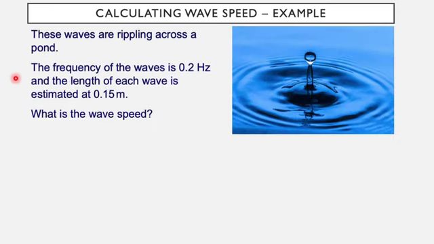Okay, so let's have a look at an example. These waves are rippling across a pond. The frequency of the waves is 0.2 hertz, and the length of each wave is estimated at 0.15 meters. What's the wave speed? If you want to have a go at this, pause the video and have a little go, and I'll go through it with you in a second.